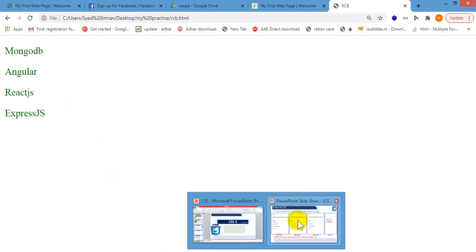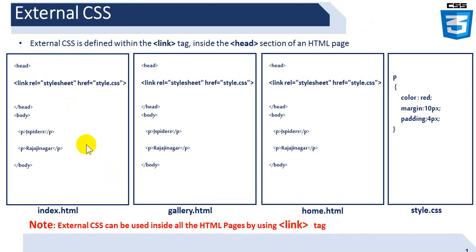So if you observe this slide here, we have some 3 files, and we have one external CSS. Consider in a real-time application we have 1000 pages. In all the 1000 pages, I want to apply red color to my paragraph. So say I use internal CSS. Internal CSS means in every page I should use a style tag.